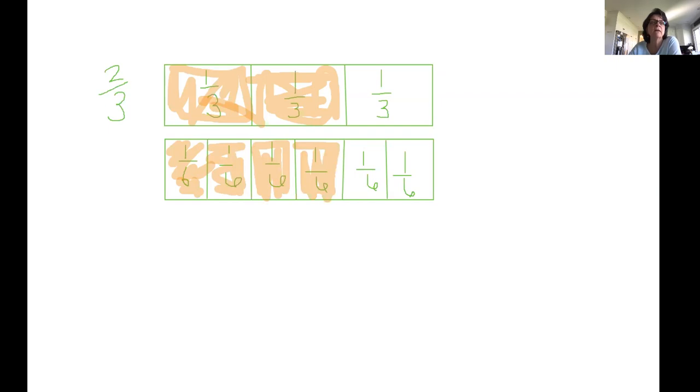And how can I tell? Well, look at this. When I draw my line here, they're in the exact same spot. So I can say that 2/3 is equivalent to 1/6, 2/6, 3/6, 4/6. 2/3 is equivalent to 4/6.